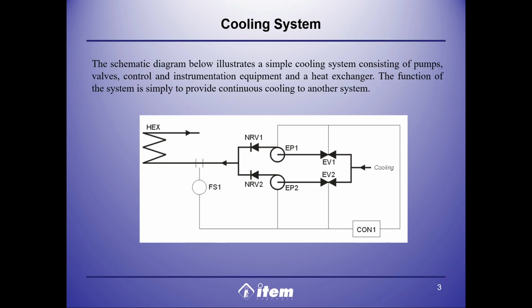Downstream of each pump, check valves NRV1 and NRV2 are installed to block backflow and isolate the parallel lines. The streams then merge back into a single main line, passing through a flow sensor, FS1, before entering the HEX coils. The active control loop is managed by a central controller, CON1. The FS1 flow sensor continuously monitors the process and feeds its data back to CON1, which in turn commands the operation of both valves and both pumps.